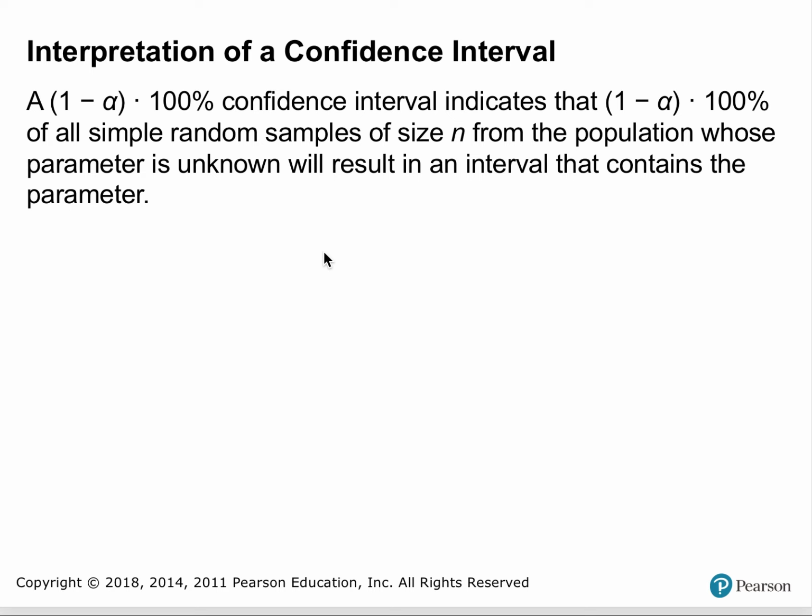A 90% level of confidence does not tell us there is a 90% probability the parameter lies between the lower and upper bound. The level of confidence is referring to confidence in the method, not in the specific interval, right? An abbreviated way of saying this is that the method is correct a certain percent of the time, right? The method is correct.